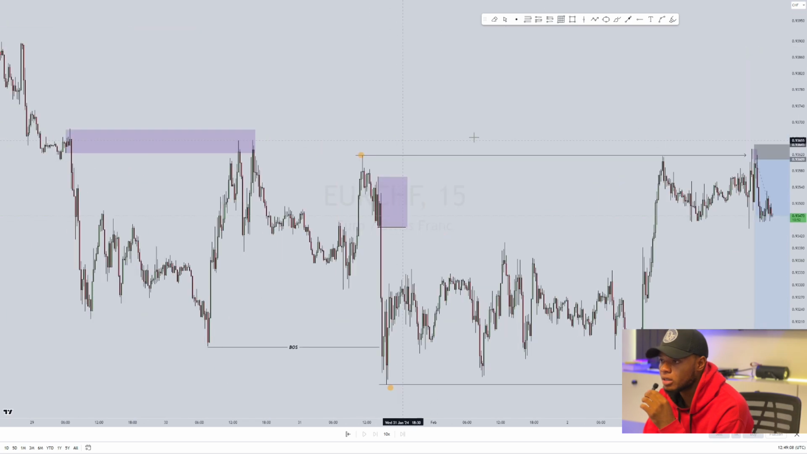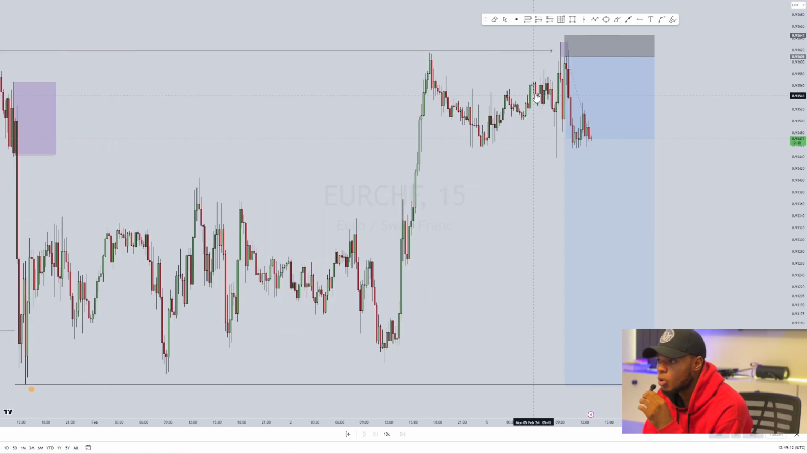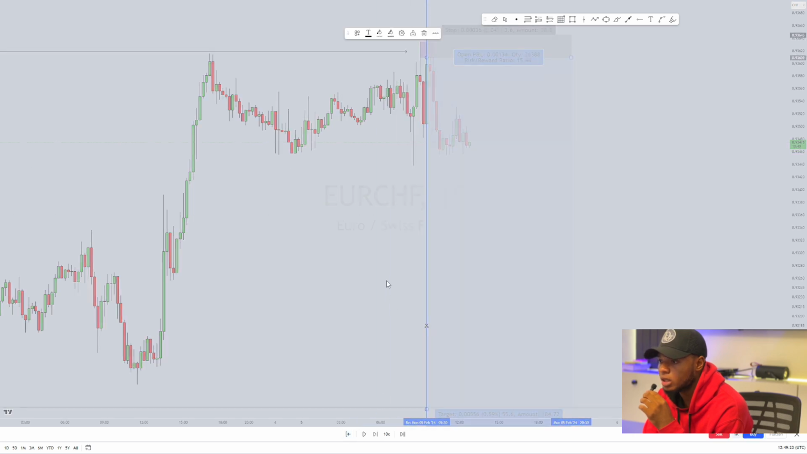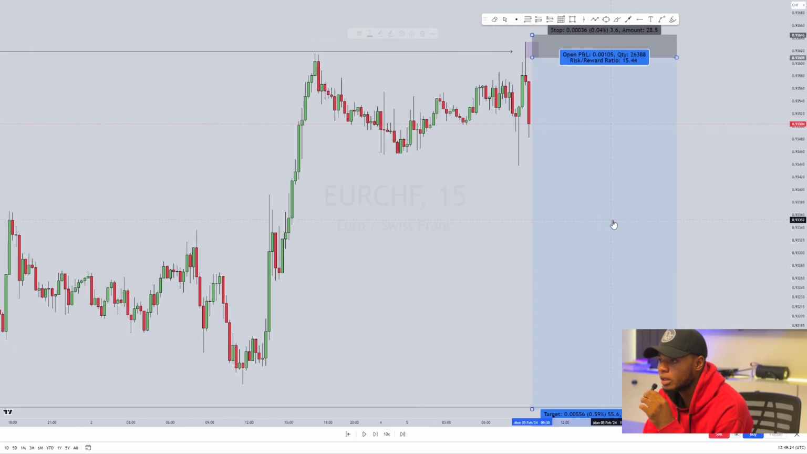But now see what price did. Price went for this lower high. What can we see right here? Price swept this lower high right here. As price swept that lower high, let me show you guys how I go into this trade entry. All right, let me take it out. So as price swept that lower high, you can see it rejected below.